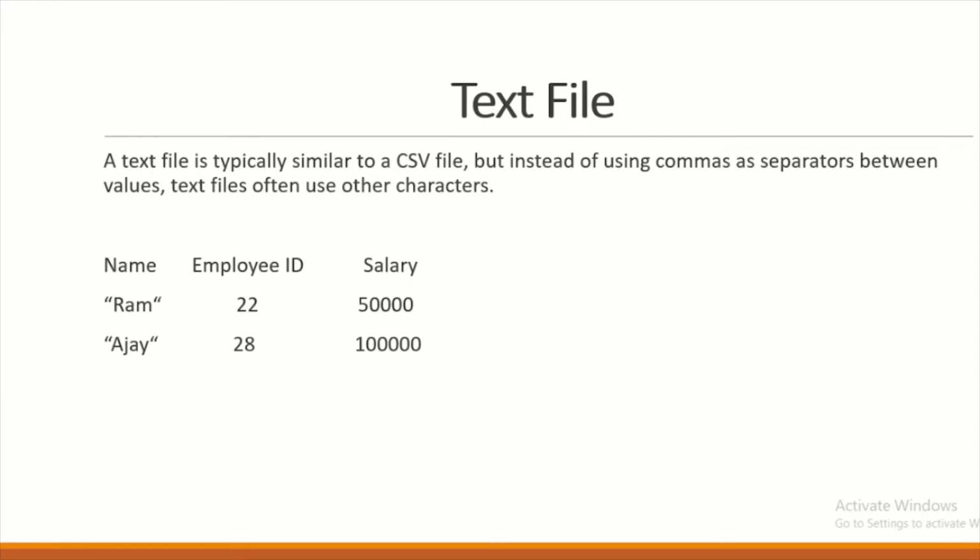A text file is typically similar to a CSV file, but instead of using commas as separators between the values, text files use other characters. For example, here I have used a space as the distinction between one column and another. The first column is name, then a space, then employee ID, then a space, and salary in the last column. So the software will understand that the first input is column 1, that is name, then after the space it becomes column 2, that is employee ID, and after the space column 3, that is salary.